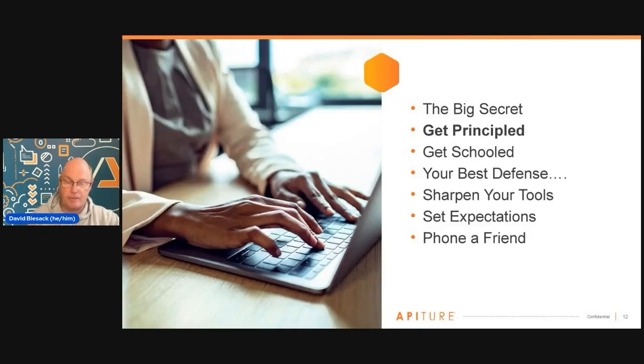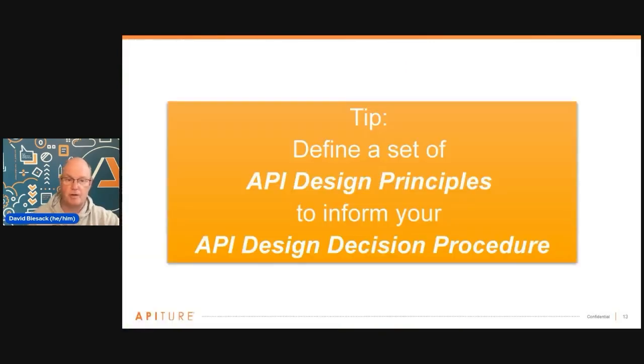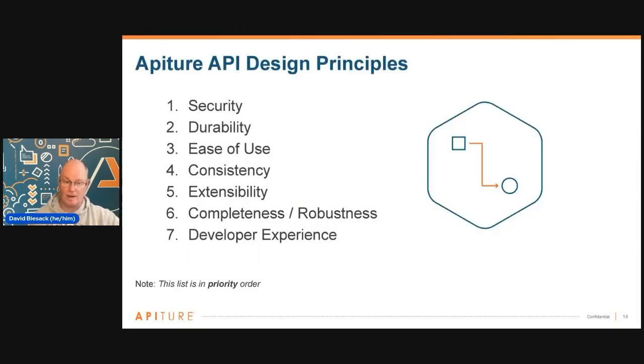So the next thing I really want to talk about is getting principled. The first thing that I did at Aperture was to establish a set of API design principles. And these are just general high-level guidelines that we use to create a decision procedure. Whenever we have to make a decision around our APIs, we fall back on these principles to help guide that decision-making process. So the number one principle is always going to be security.